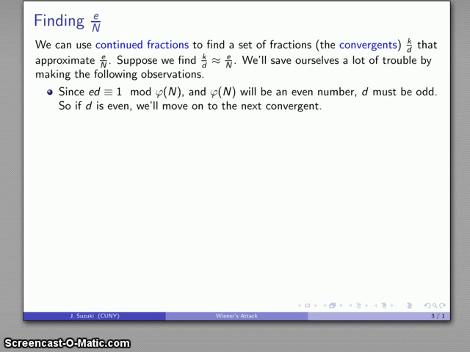But that tells me that D is going to be odd, so if my rational approximation gives me an even denominator, I'm going to ignore it. I don't have to do anything further with it, and I'll move on to the next convergent.